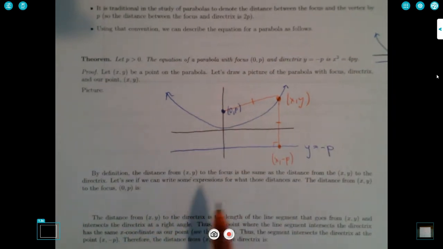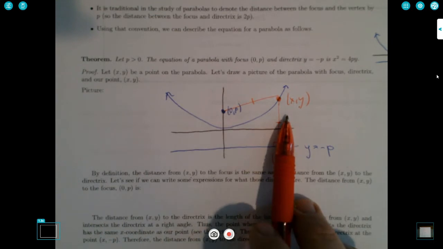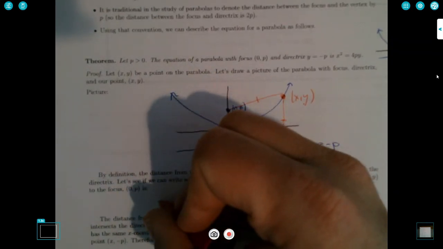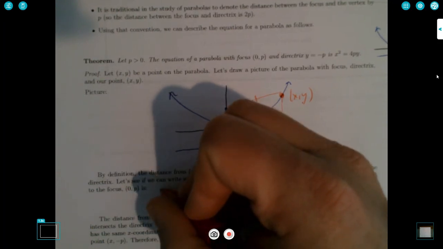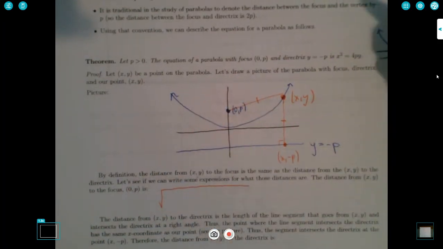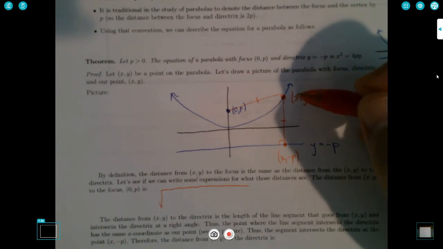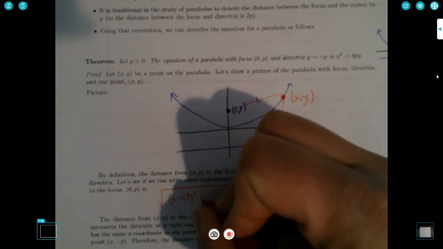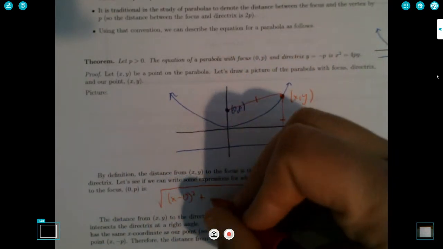Okay, so the distance from x, y to 0, p, to our focus 0, p, well, that would just be distance formula, right? It would be the square root of x minus 0 squared plus y minus p squared. Okay?